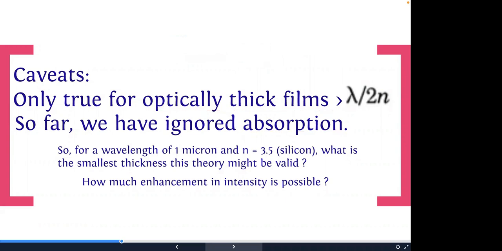But what does this actually mean? If you assume a wavelength of 1 micron, which is close to the band gap of silicon, and a refractive index of 3.5, which is silicon, what is the smallest thickness for which this theory might be valid? You can calculate it easily. 1 micron divided by 2 times 3.5, so 1000 nanometers divided by 7. What's that? A few hundred nanometers. I don't know, about 300 nanometers.